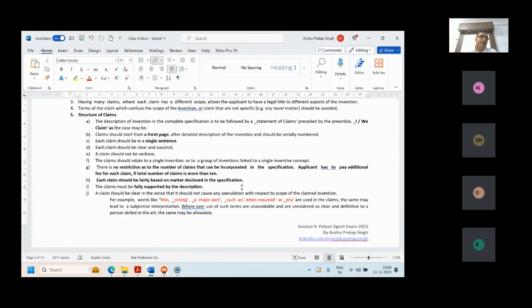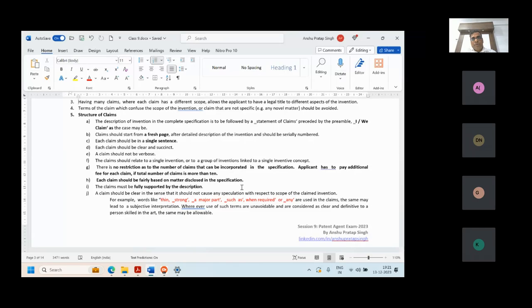Then the claim should be clear, as I have explained. The claim should not be verbose, which means using more language than is necessary. So be specific, and use language which is specific, precise, and describes your invention perfectly. The claim should relate to a single invention or a single inventive concept. Same thing. There is no restriction on how many claims you can define. You can draft as many claims as possible. But the fee will start after 10 claims. You have to pay the additional fee as per the schedule. You have to calculate for more than 10, that is 11, 12, 30, per claim there will be a fee. Accordingly, you have to pay.